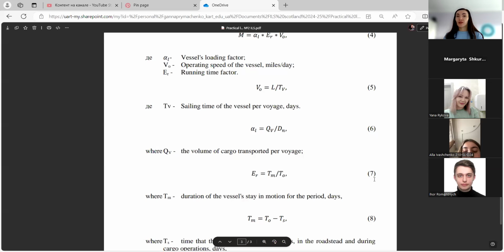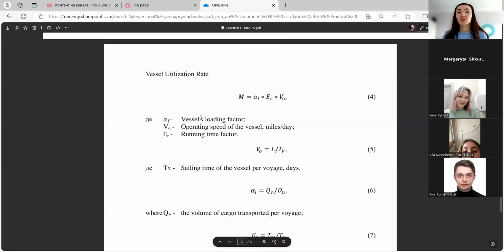Okay. Our next formula is formula number 6. If we do it very fast for you, please ask me about it. If all is okay, we do the next formula. It is formula number 6, and it is such parameter as alpha with index L. Find what it means. It is the vessel's loading factor. It is also a coefficient, without any units.